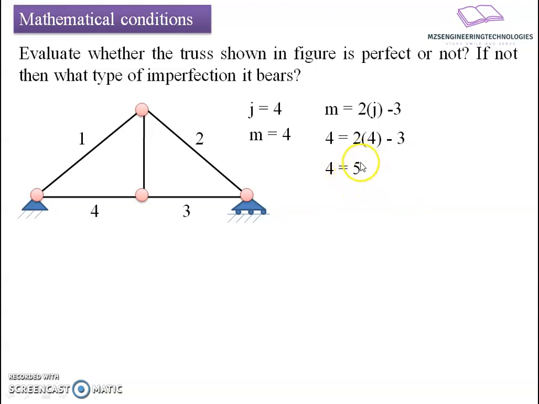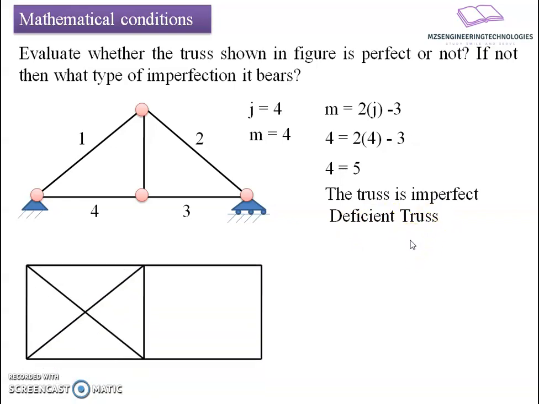The number of joints is more compared to the number of members available in the truss. Thereby, it defines that the truss is imperfect and it is a deficient one. So for this deficiency, either we have to add a member here, or we have to release one of the end supports or restraints here. This type of deficiency is called a collapsible deficiency, or deficient truss.